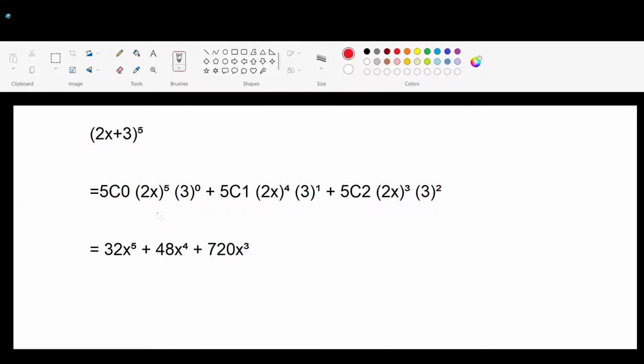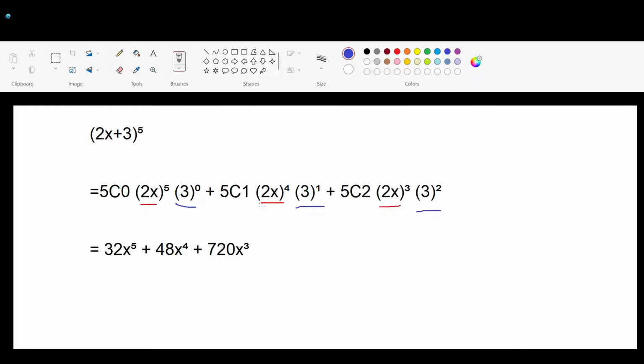As you can see, the powers of the first term always decrease from 5 to 4 to 3, and the powers of the second term always increase from 0 to 1 to 2. So it goes for every expression and for every power. The formula is the same, and the powers of the first term always decrease, and the powers of the second term always increase. And 5C0, 5C1, you can get their values from your calculator.